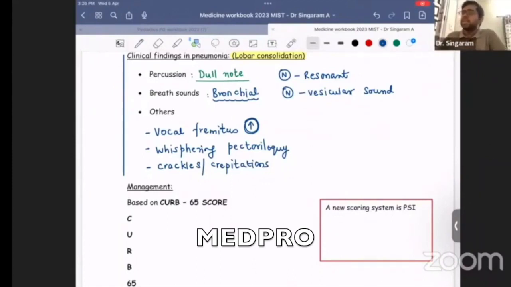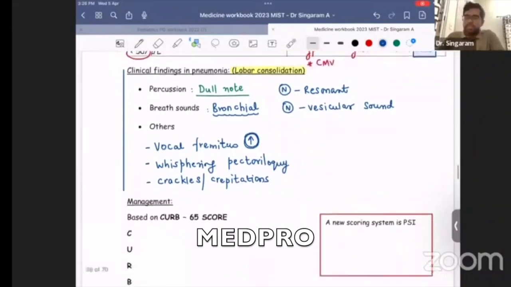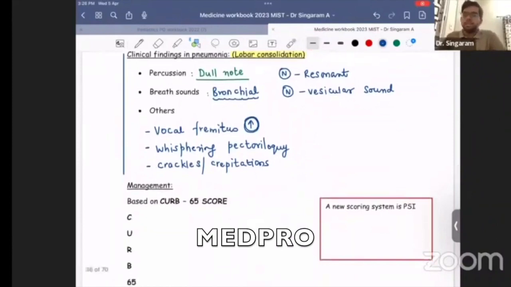Grunting can be heard mostly in children only, doctor, not in adults. It's mostly in young children, neonates, that you get the grunting, not here. Usually, you don't get grunting here. Okay, fine. So that is about some of the important clinical examination findings which will be present in the patient with lobar consolidation.